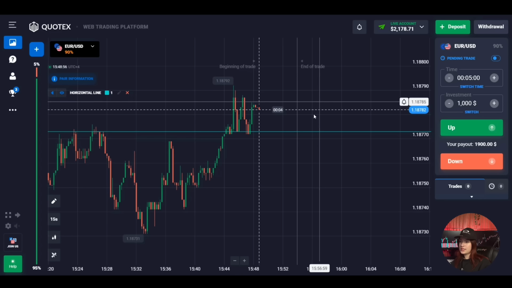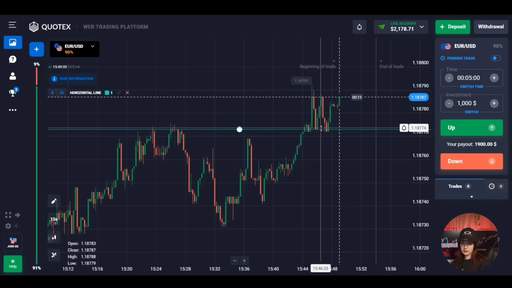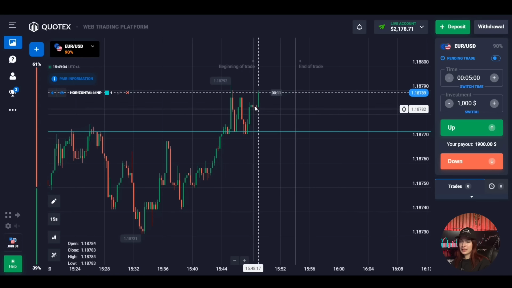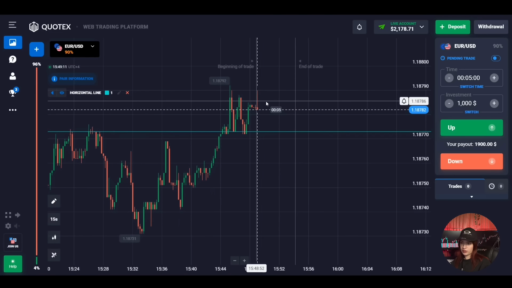Alright guys, here we see that we have a resistance level. We also see that after breaking through the level, after a small consolidation zone, green candlesticks begin to form again. It is quite possible that after breaking through the level, the price will continue to move up in an uptrend.